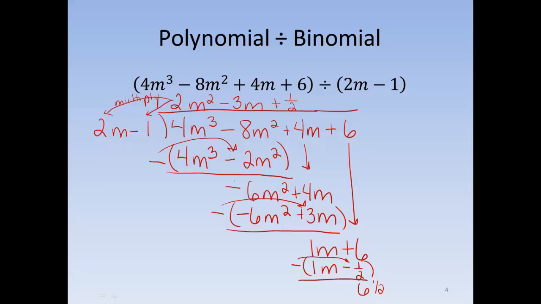So how will I write my final answer? It's the top, so this division is 2m to the second minus 3m plus a half. Your remainder is a fraction stuck on the end. Plus 6.5 over 2m minus 1. Okay, so this is what the final answer would look like.